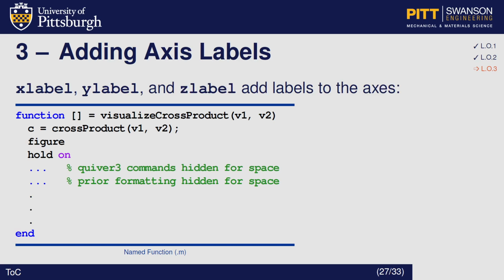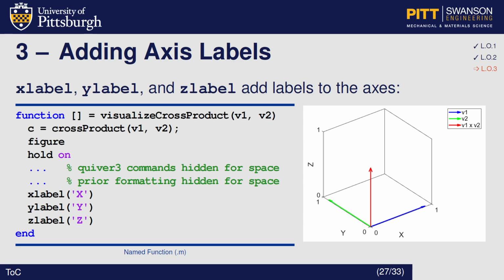The commands xlabel, ylabel, and zlabel add labels to the corresponding axes. We'll set the xlabel as just x, ylabel as y, and zlabel as z. Now the plot orientation itself is much clearer with our plot box shown here.